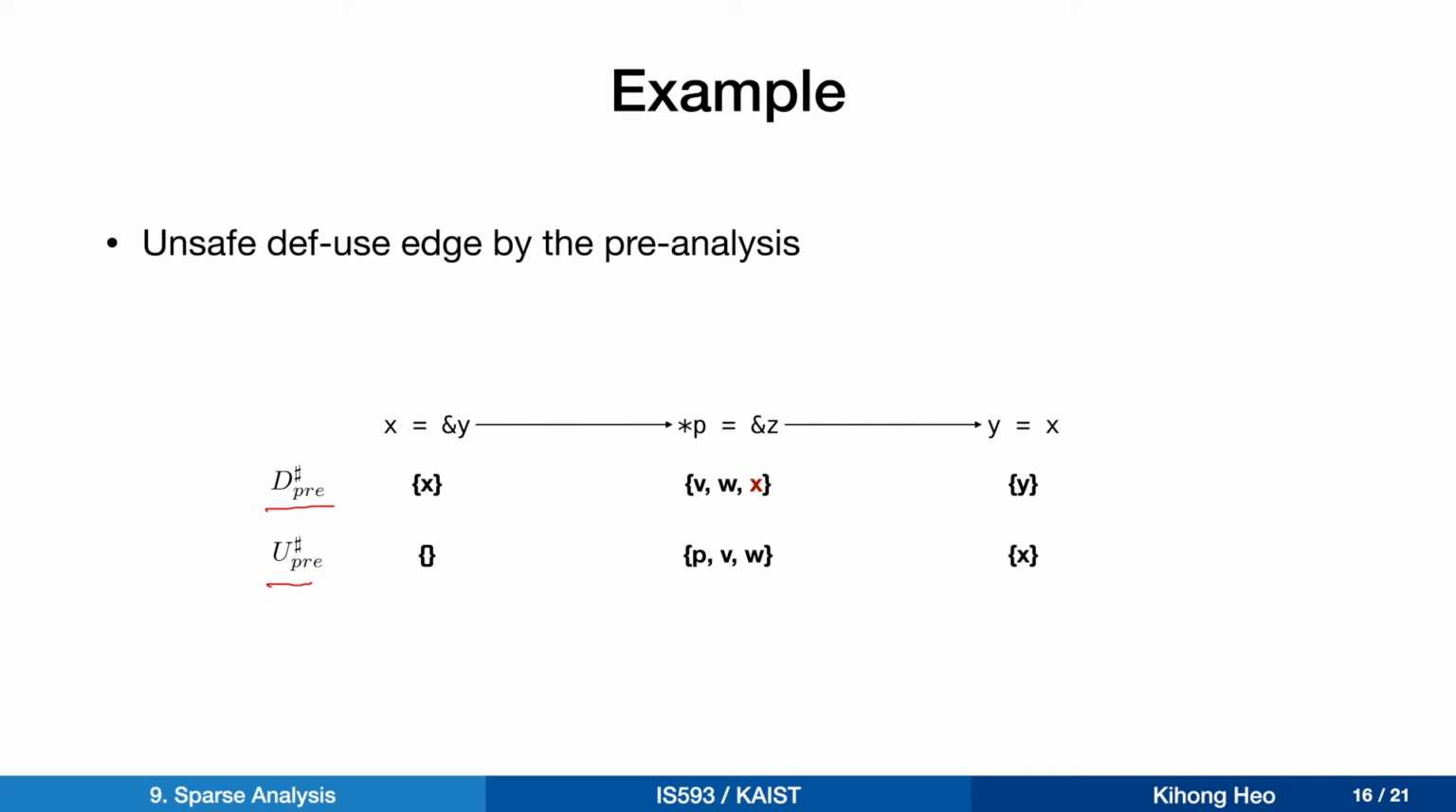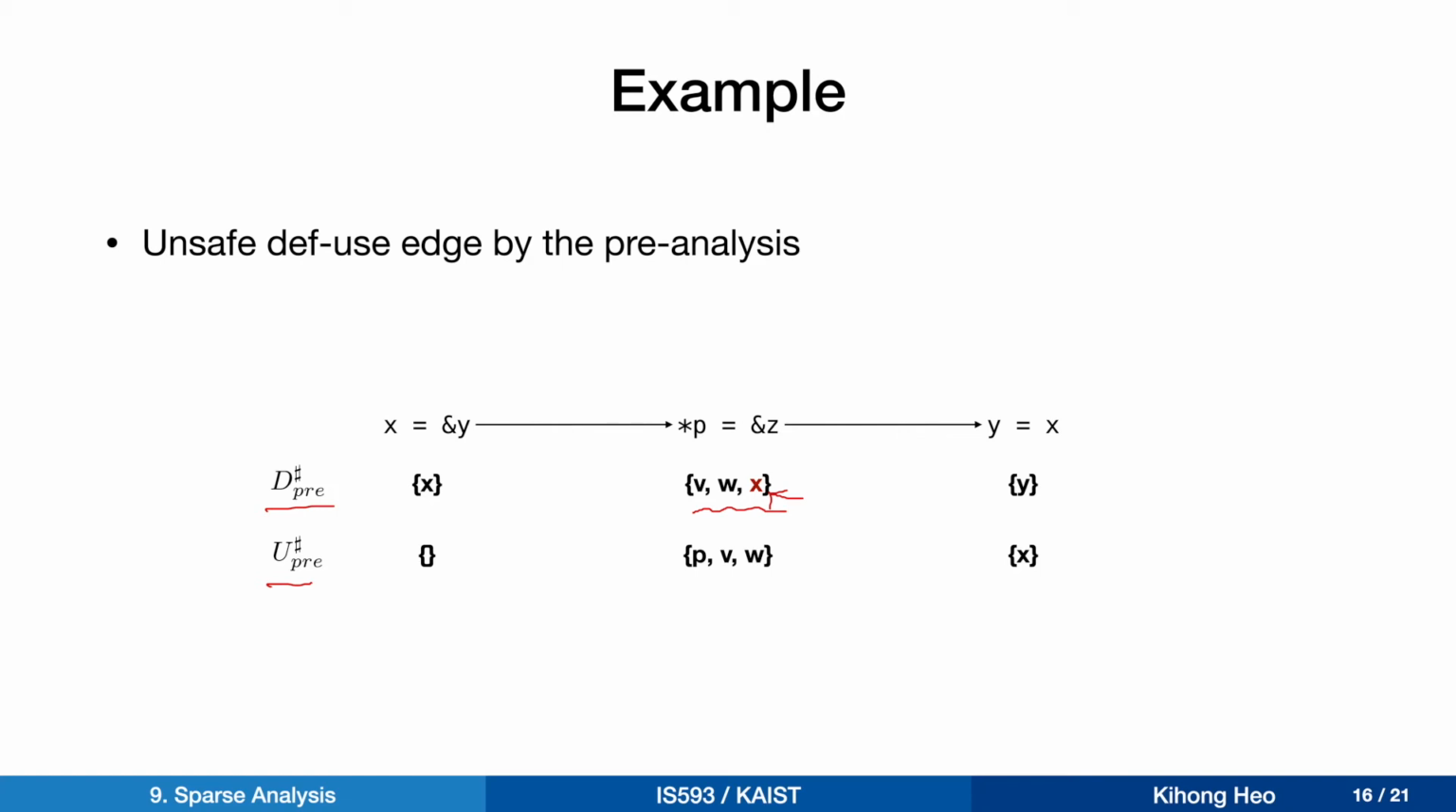As you can see, all of the sets are the same as the original sets except for this one. Here, because of the approximation of the pre-analysis, we have a spurious element, a spurious definition of x. Suppose the pre-analysis computes this spurious information, but it totally satisfies the first condition.